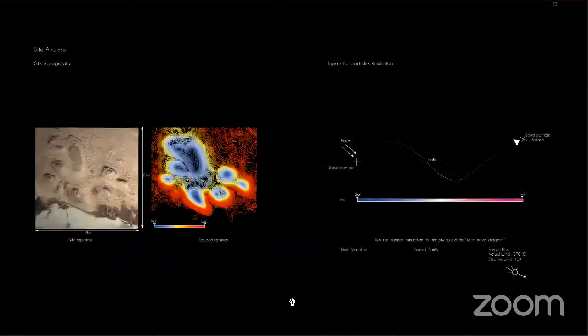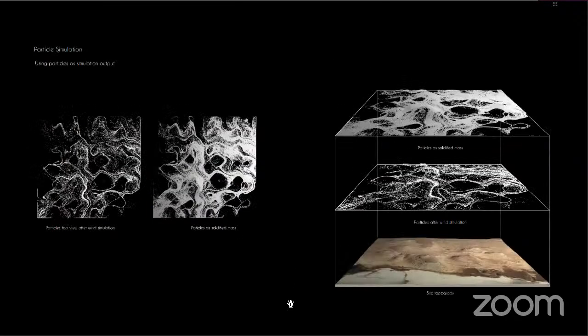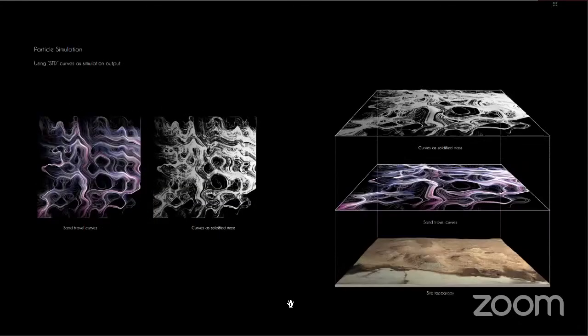Then I chose a specific place from the oasis to design a new urban extension growth in the north of the city, not in the south. This site contains sand hills, sandstone hills, and also sand dunes. Then I ran the simulation again. These are the particles, and this is with the sand travel diagram.